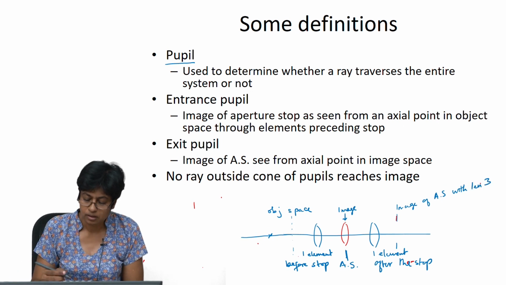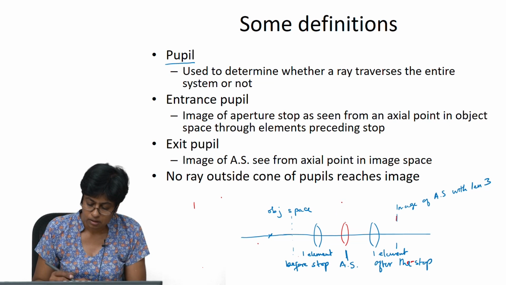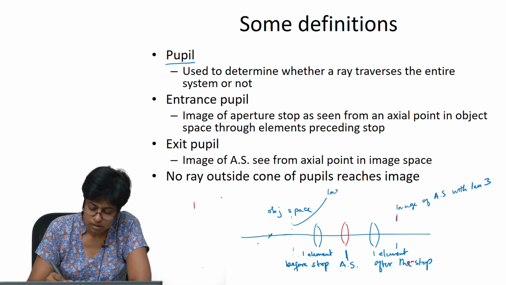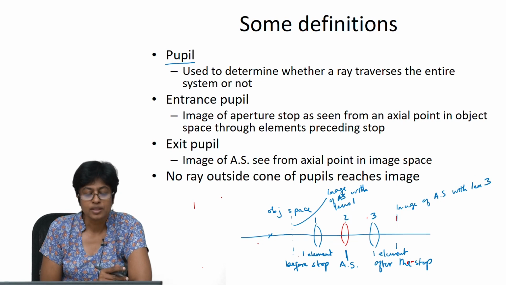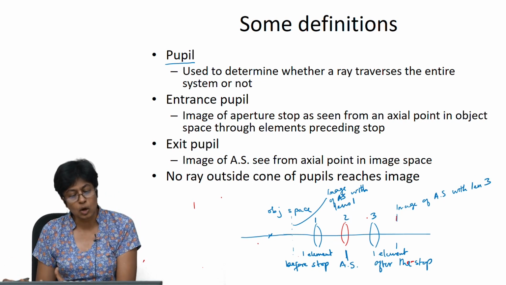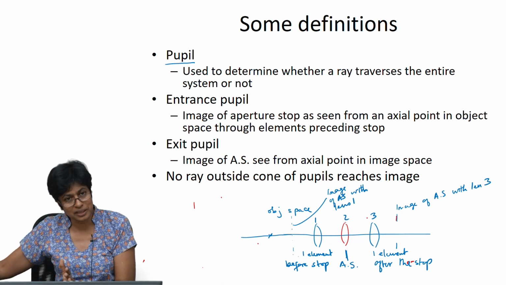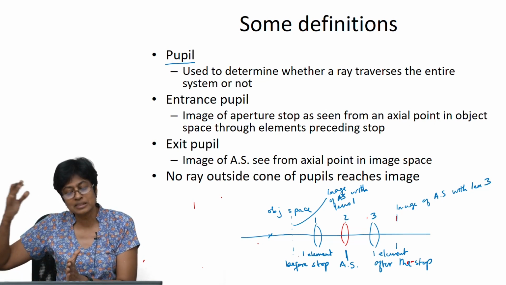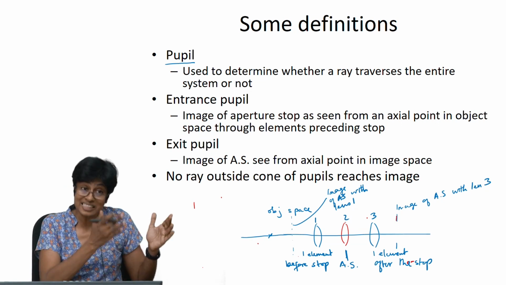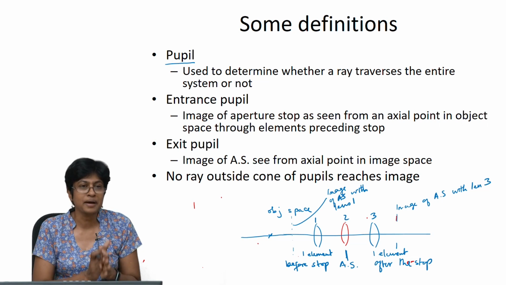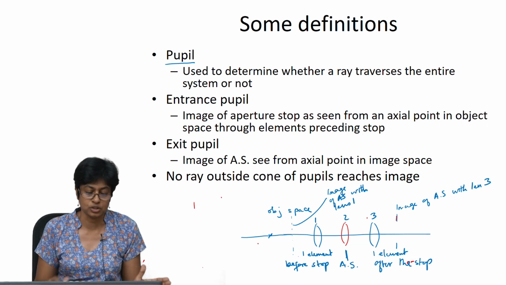3. This is the image of the aperture stop with lens 1, and lens 2 itself is the aperture stop. So, the exit pupil is the image of the aperture stop as seen from a point in image space formed by all the elements after the stop, and the entrance pupil is exactly the same thing as seen from object space formed by all the elements before the aperture stop.